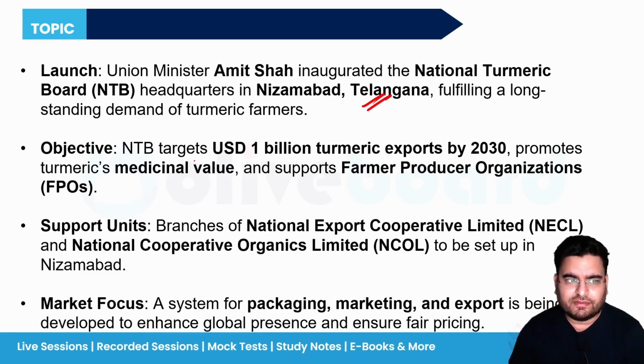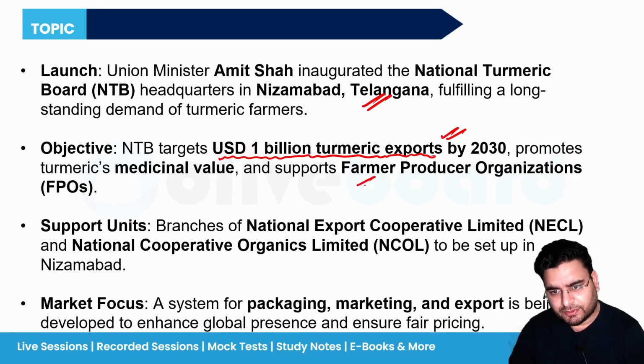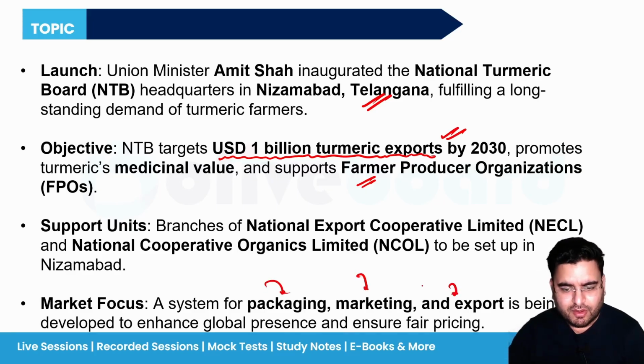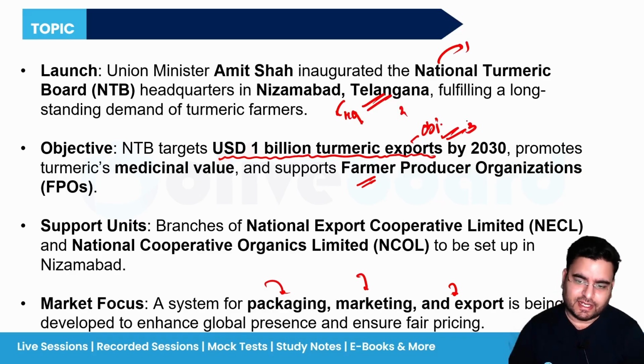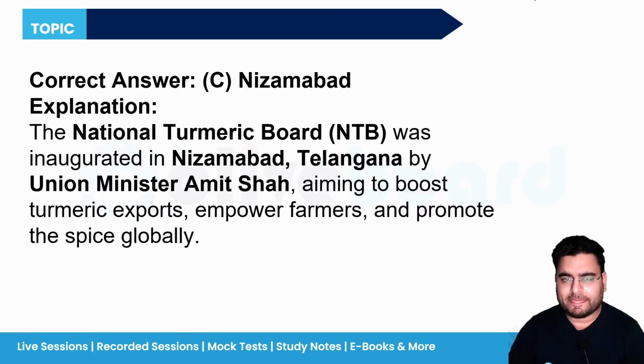And what is the objective of this National Turmeric Board? To make 1 billion US dollar of turmeric exports by 2030. Clear? And it is going to support the farmers producer organizations also. Got it? So please remember, all the packaging, marketing, export will be helped, all the services will be provided under the National Turmeric Board. Got it? So the name of the organization, the name of the headquarters, and the objective: 3 things you have to remember for this entire news. Chalo.